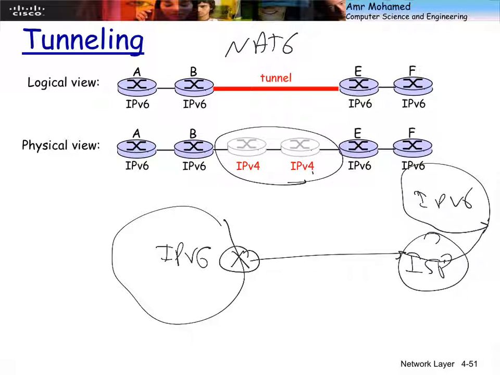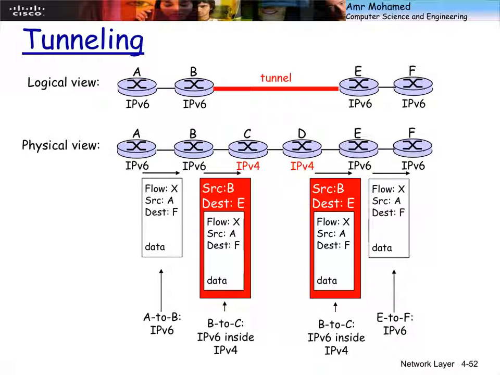So this is with regards to tunneling. Basically, this is the logical view of the tunnel. Between here and here, we are communicating IP address version 6, and the tunnel is kind of a logical view. But in fact, if you look at the physical view, you have IP version 4 routers which are completely hidden from the IP version 6 communication.